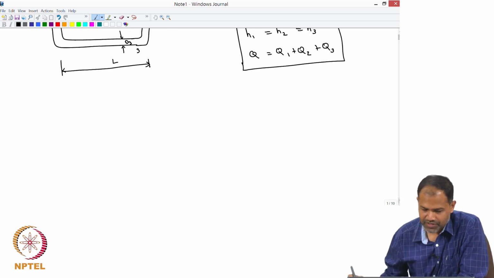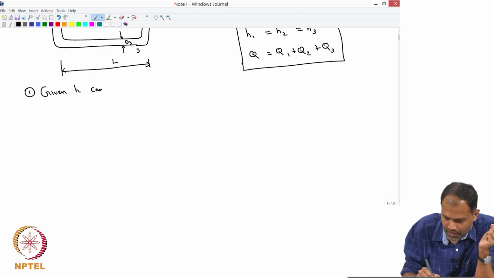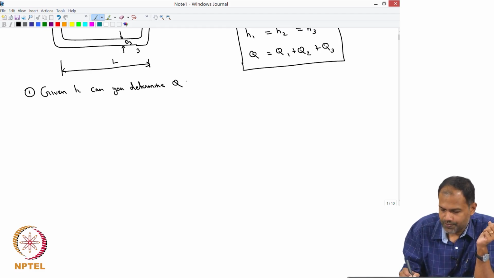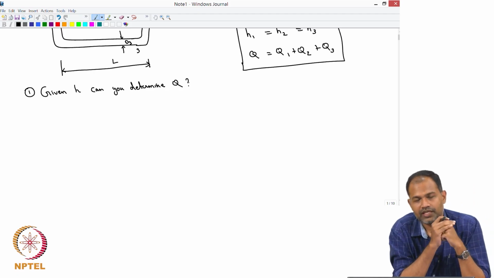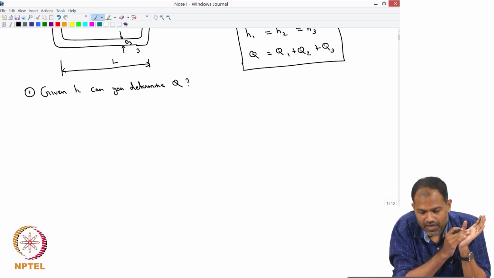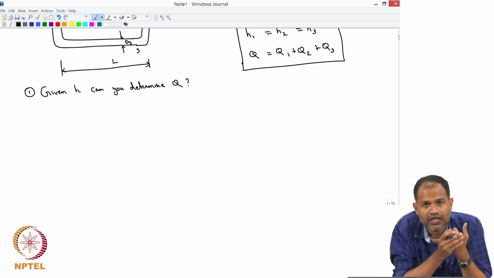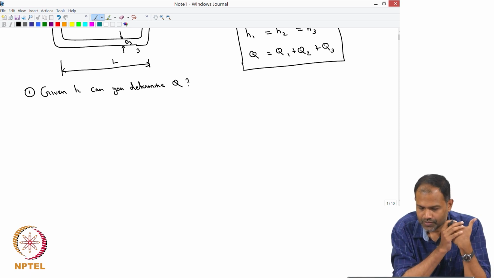Now, we could ask the question: given H, can you determine Q? Let us say you have a particular pump. You know that it has a certain head loss associated with it, and you are interested in finding out the maximum flow rate that you can pump through this system.